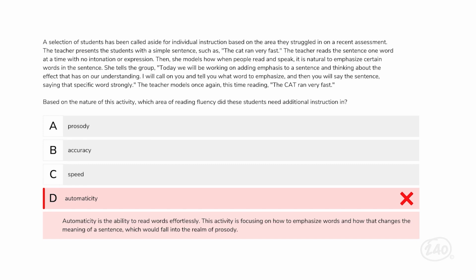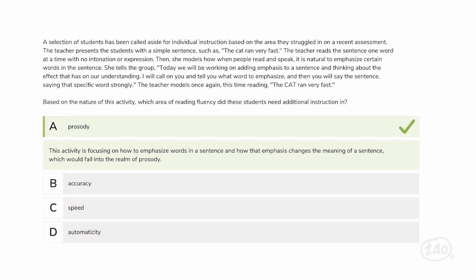Did you think I was going to show you a question about automaticity since I called it out earlier? Not this time. Through the question feedback in the study guide, I can see that automaticity is the ability to read words effortlessly. This activity is focusing on how to emphasize words and how that changes the meaning of a sentence, which would fall in the realm of prosody. So, this is the answer.